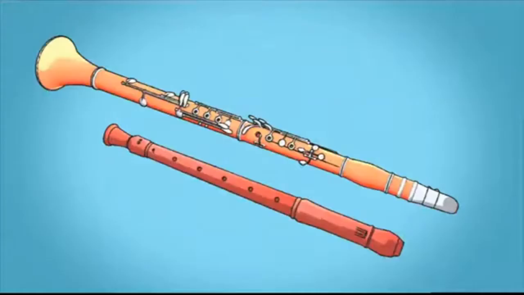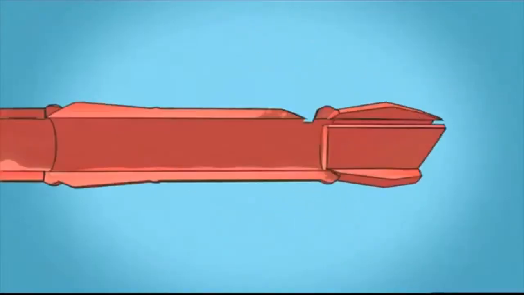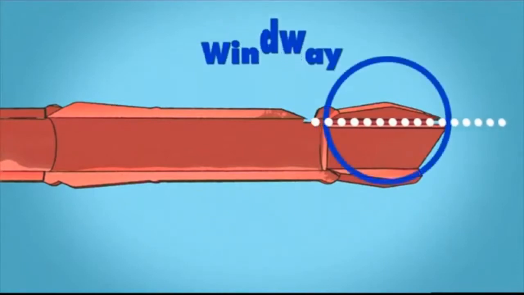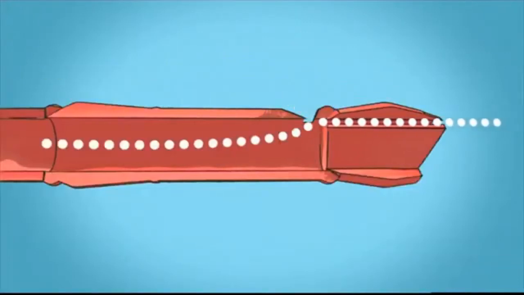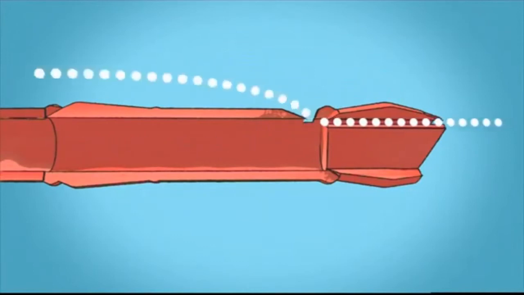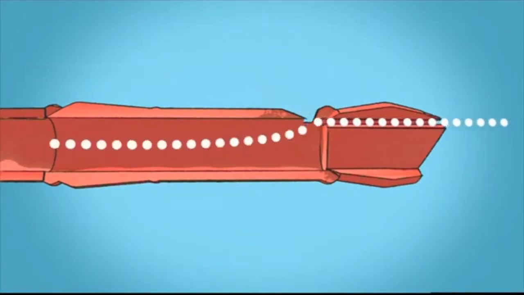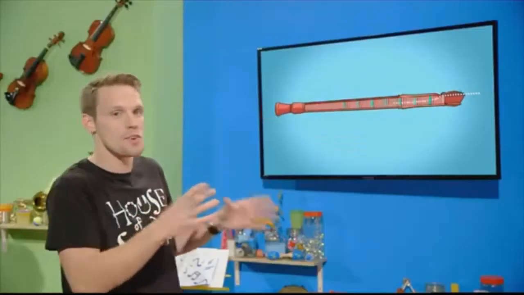The clarinet and the recorder make musical sounds in different ways. When Fran blows into her recorder, the air is forced through a narrow passage called the windway and hits something called the labium. Watch what's happening in slow motion. The stream of air is flicking back and forth. One moment the air is above the labium, the next it's below it. This movement, which is actually happening really quickly, makes the air inside the recorder vibrate. This is what makes sound waves that we can hear.